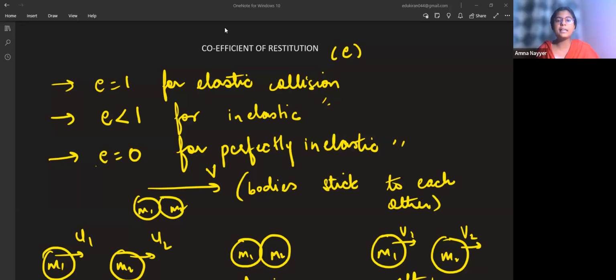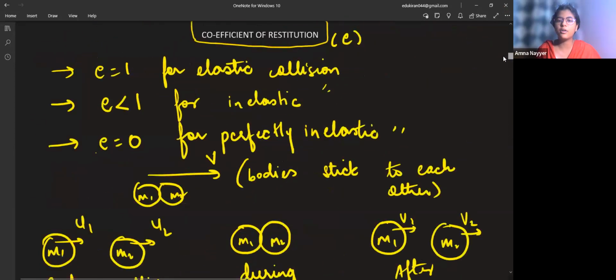Make a separate heading, coefficient of restitution. Then we'll do elastic collision in one dimension. The difference part you people have already written in the last class. From here, start noting it now.